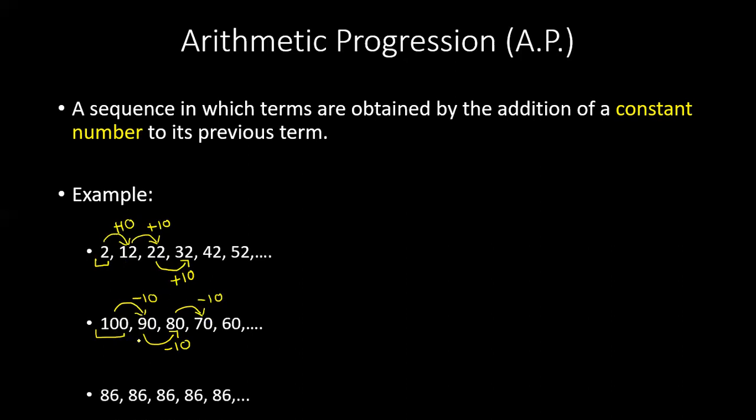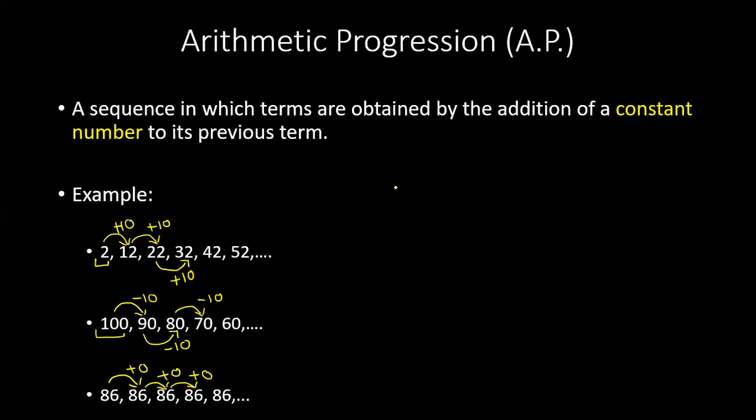In the last example, I can see each and every term of the sequence is 86. So is this an arithmetic progression? Yes. The question is why? In the sequence, my first term was 86. To get a second term, I will add 0. To get a third term, I will add 0 to my second term. To get a fourth term of an AP, I will add 0 to my third term and so on.